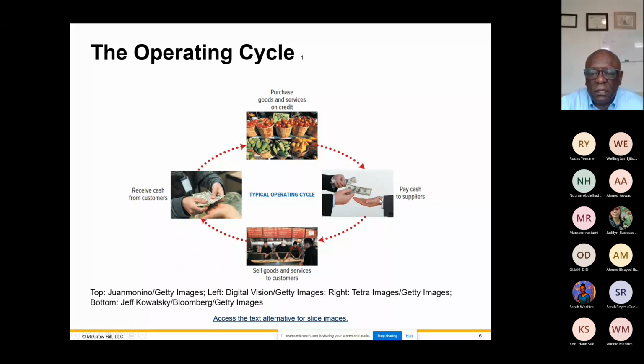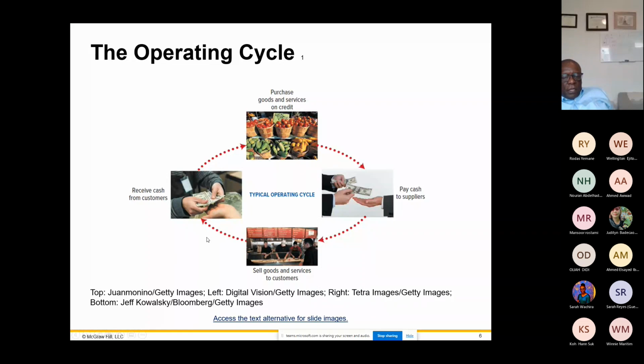Then when you move down the circle, those that were on credit, they pay the supplier cash, and then sell goods and services to customers. When they sell goods and services to customers, what happens? They receive cash from customers. In here too, they may sell partly for cash, partly on credit. That is what I want you to know. If it is cash, they receive cash. On credit, they will say, okay, maybe after 30 days, they receive cash.